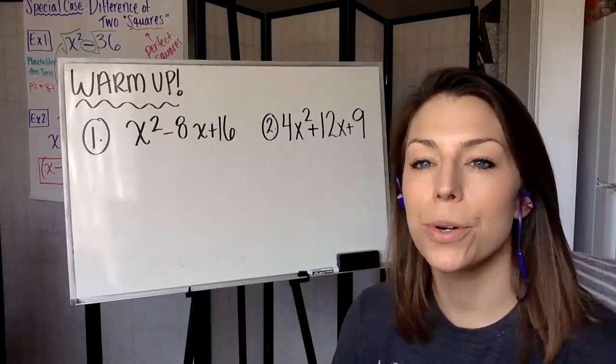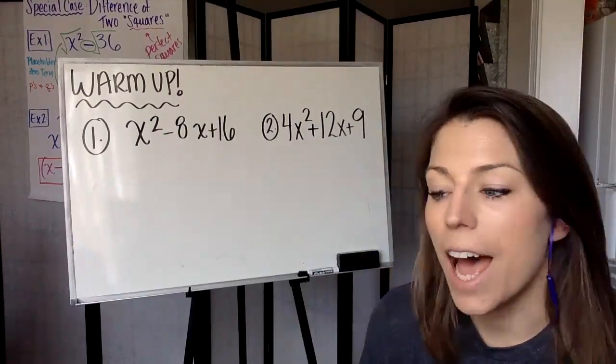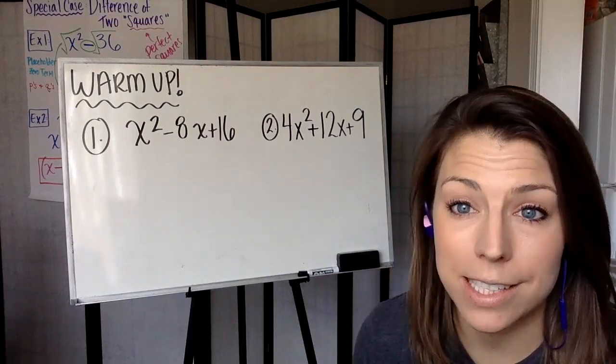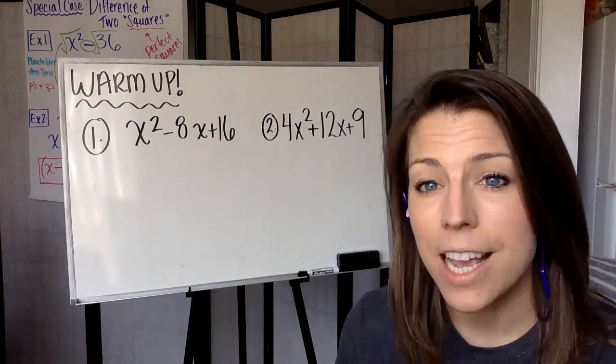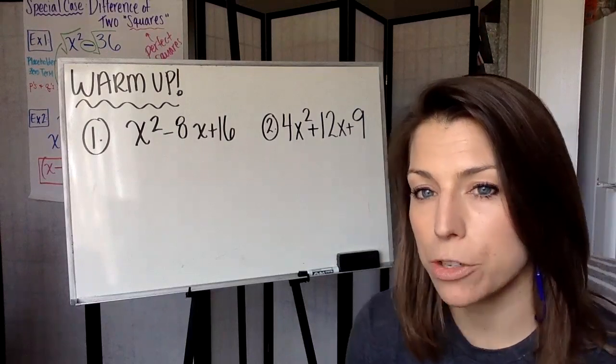Welcome back to part 2 of Monday, April 20th. We're going to continue on with our special cases. So we just went over difference of two squares. Now we're going to talk about something called a perfect square trinomial.